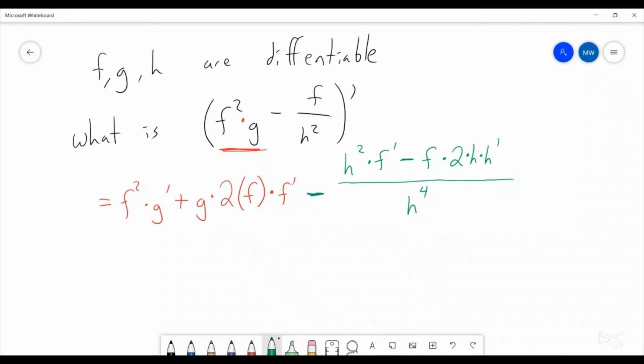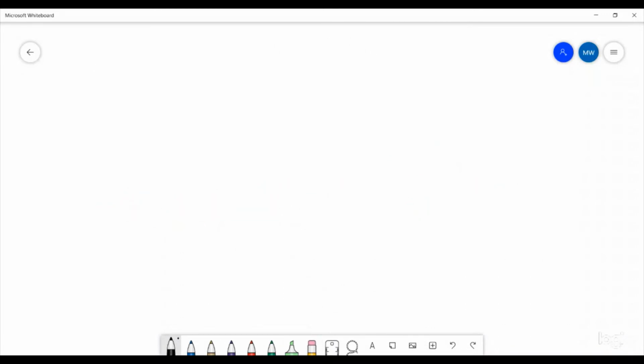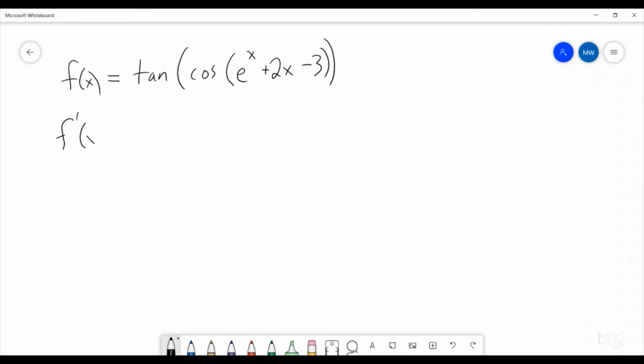Okay, let's now do a specific example. So let's say that we are told that f of x is equal to tangent of cosine of e to the x plus 2x minus 3. And we are trying to find f prime of x. So go ahead, pause the video, and try and do this on your own first.